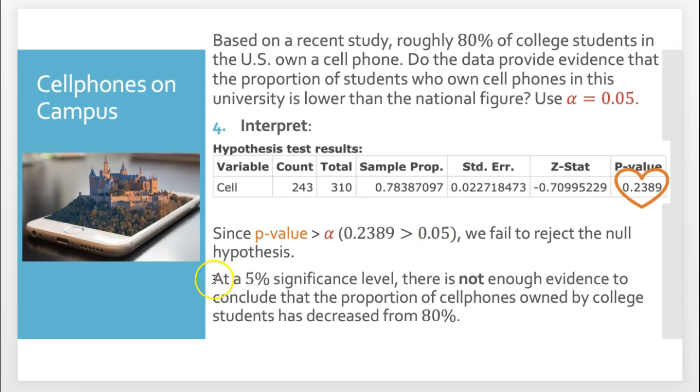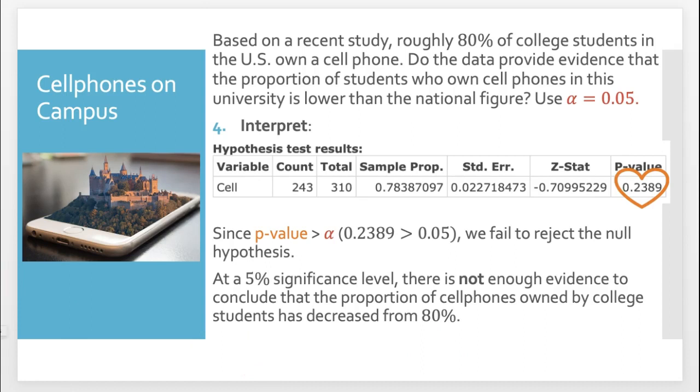When we interpret this result, we always state our significance level first. We say, at a 5% significance level, there is not enough evidence to conclude that the proportion of cell phones owned by college students has decreased from 80%. So we can't say that it's decreased; more or less we can conclude that it's right there at 80%. Nothing has changed.